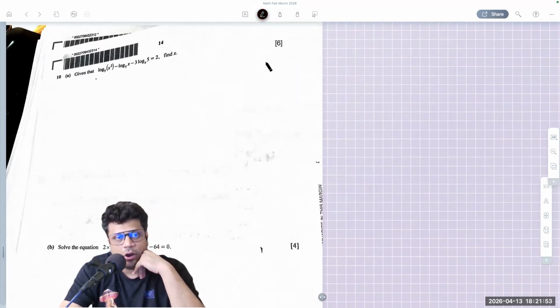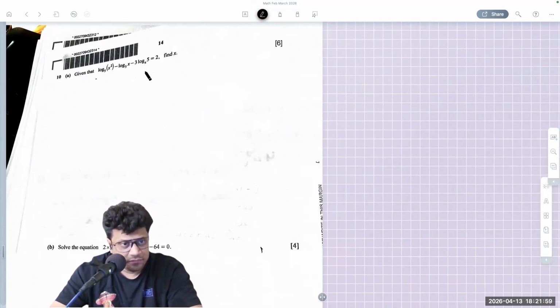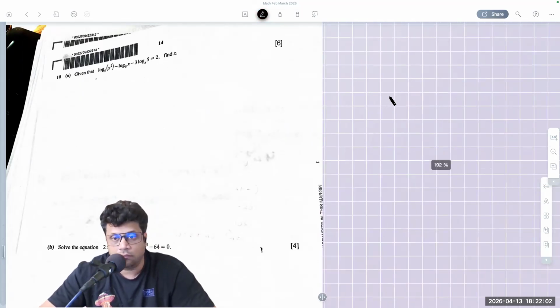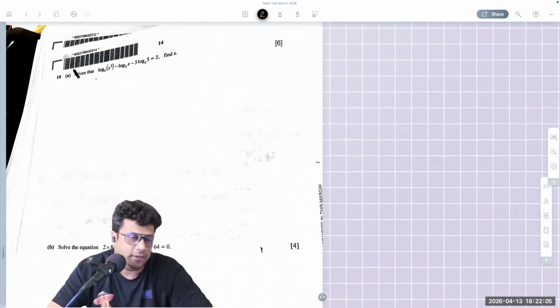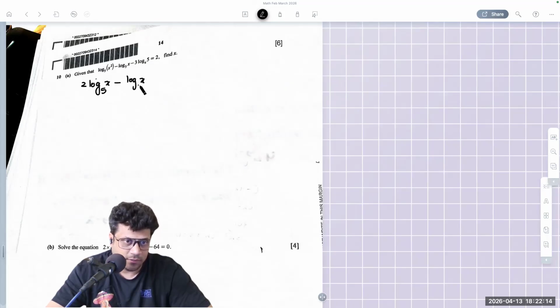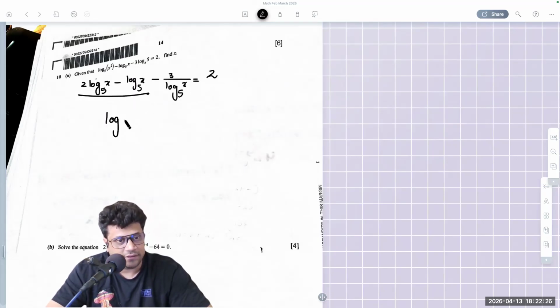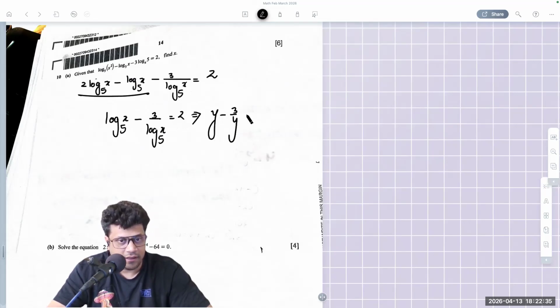Well, I can actually see that log of 5 to the base of x, or log of x to the base of 5, is supposed to be taken as some y or some variable. Well, this is 2, log of x to the base of 5 minus 3 by log of x to the base of 5 equals 2. Now these reduce to log of x to the base of 5 minus 3 by log of x to the base of 5, and it is 2. So you are looking at y minus 3 by y equals 2.